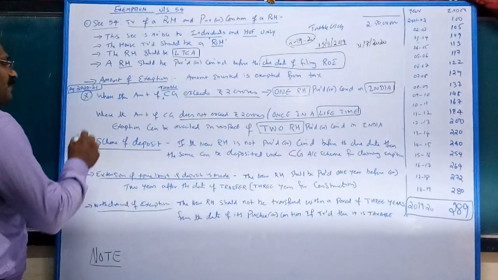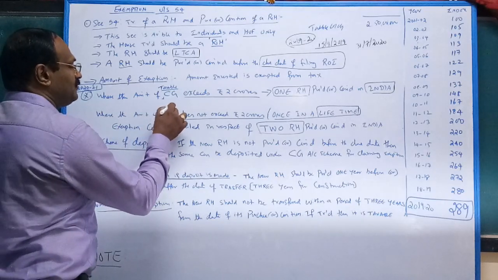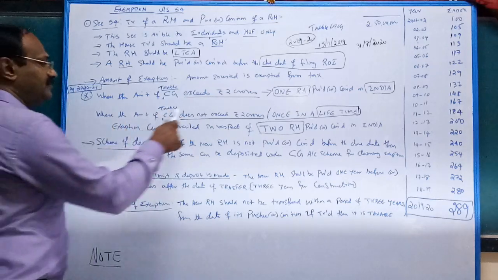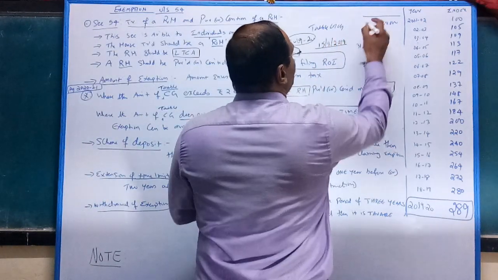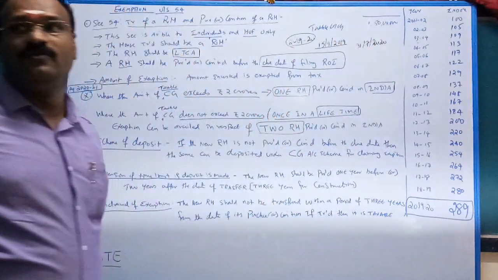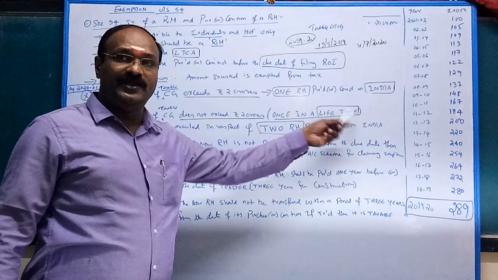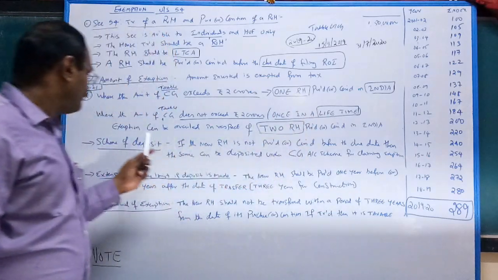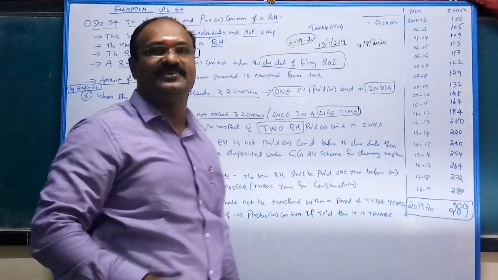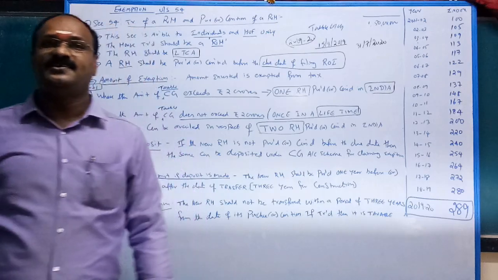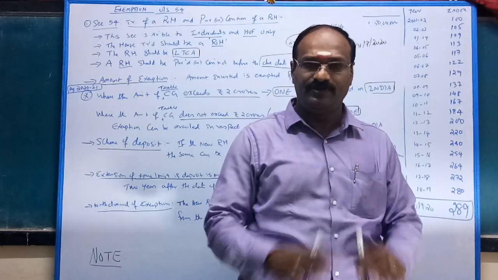Second, very important point, where the amount of taxable capital gain does not exceed 2 crores. It means, say, for example, 1 crore 50 lakhs. Then listen carefully. Once in a lifetime, repeat, once in a lifetime, I will repeat. Exemption can be availed in respect of 2 residential houses purchased or constructed in India. Previously, it was only 1 house. Now the provision is changed.